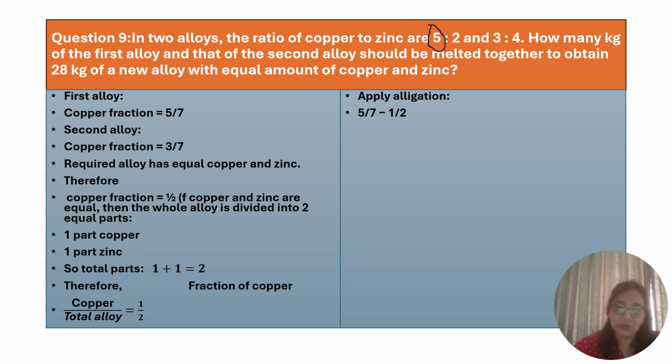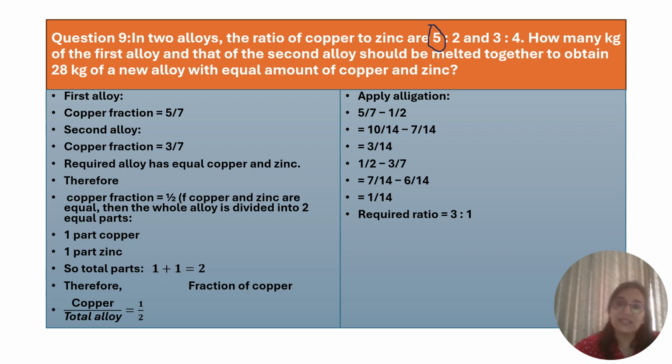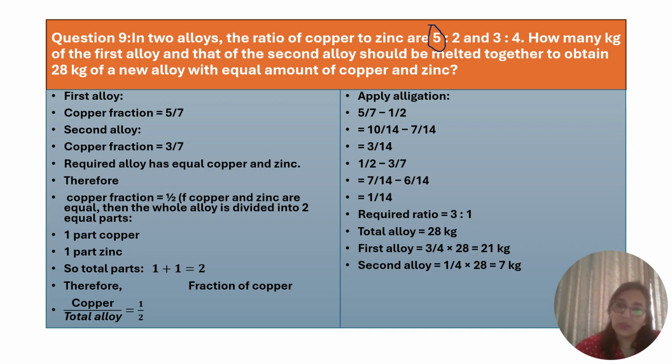Further, you need to apply the rule of alligation, that is 5 upon 7 minus half. This is again your total copper fraction. So 5 upon 7 minus half, when you calculate, you will get the answer 3 upon 14. Likewise, when you solve it further, you will get the required ratio as 3:1. So the total alloy mentioned here is 28 kg. First alloy is 3 upon 4 into 28, where you will get 21 kg. Second alloy is 1 upon 4 into 28, that is 7 kg.